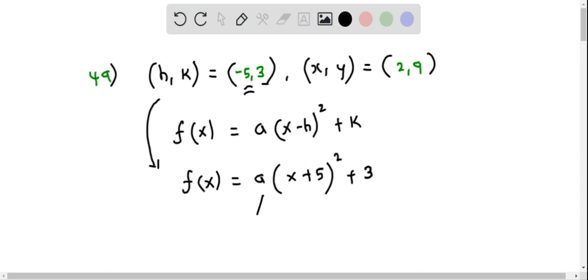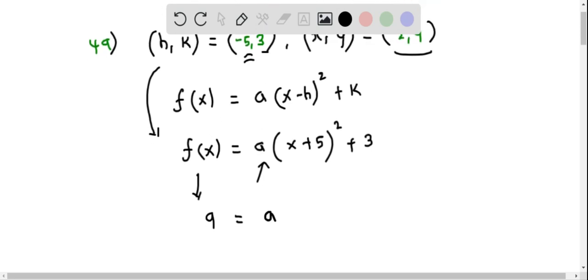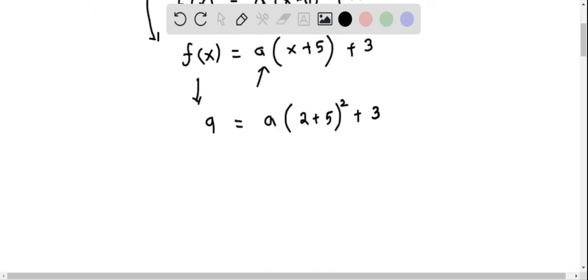Now we have to determine the value of a. For this, let's utilize the point 2, 9. So I'm going to replace f of x by y, which is 9, and x by 2. So 9 equals a times 2 plus 5 quantity squared plus 3. 2 plus 5 is 7, and 7 squared is 49. So it becomes a times 49 plus 3.